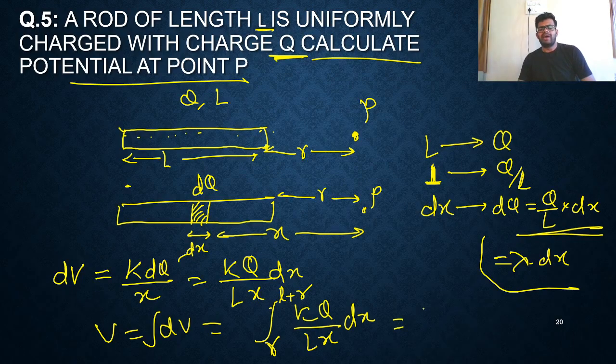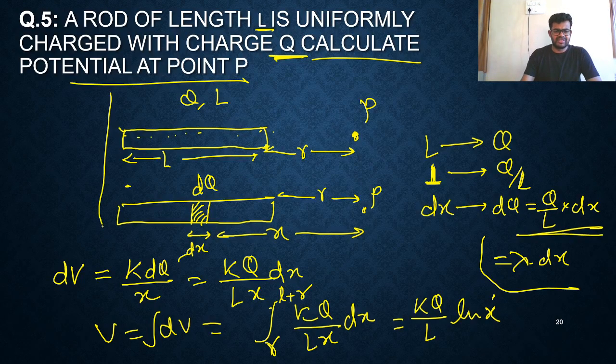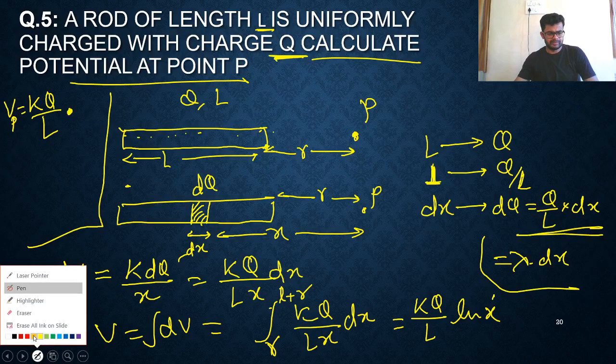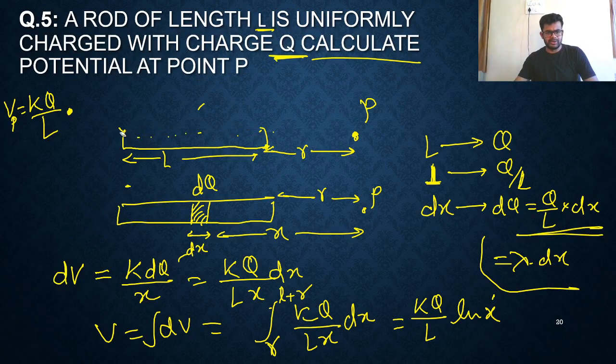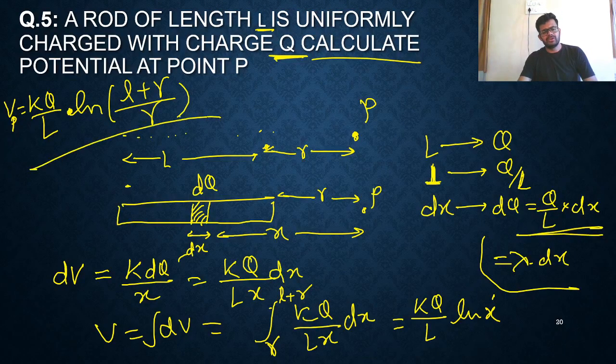So if I calculate it, what will I get? kq divided by L is constant, and for 1 by x I will get ln x. Let us put the value. Finally the formula you'll get, I'm writing here. So V at point P will be equal to kq by L, ln of (L plus r) divided by r. Ln means log. That's all, this is the answer.